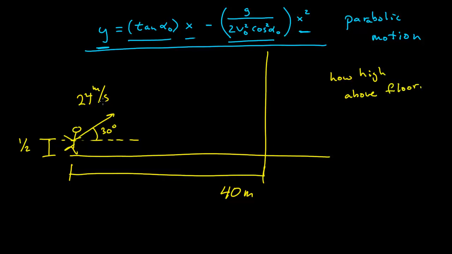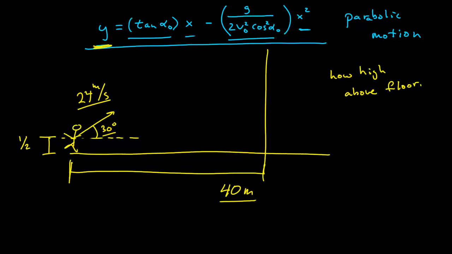Well, we know the initial speed launched. We know the angle launched. That's alpha naught and v naught. We know g, and we know x. This is our x, so that's 40 meters. So we could use our equation for parabolic motion to see what's the final y position. So let's just plug that in here.